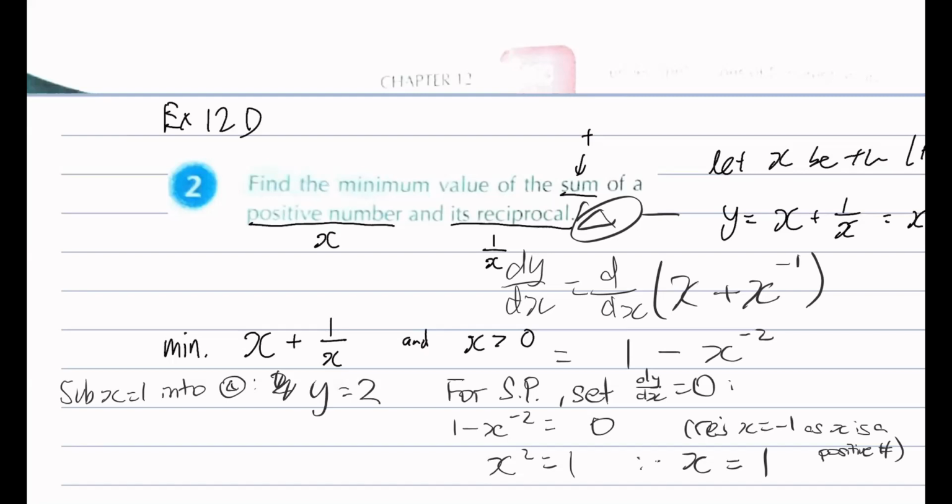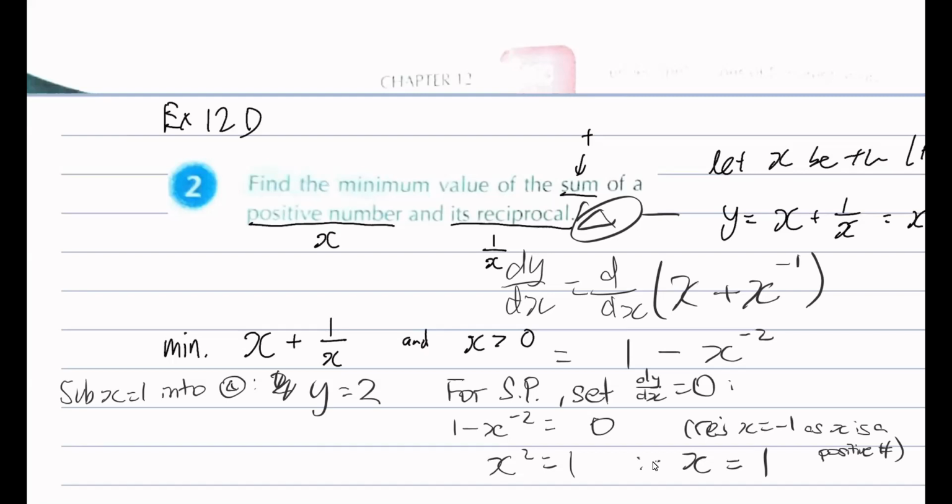Wait, this is actually the minimum. Wait, this is the answer. Sorry. Yes, this is the value, but to confirm that it is a minimum, you still need to do the test. Either first derivative test or second derivative test. Okay?